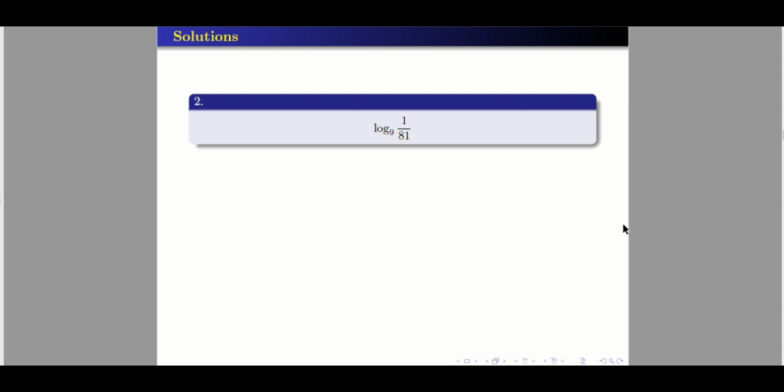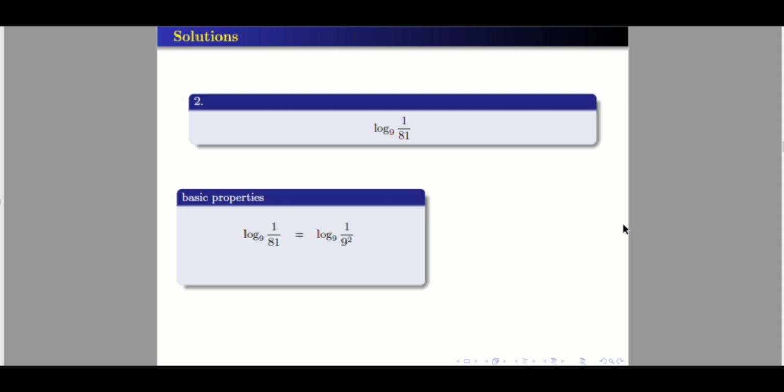Next, we have this log of 1 over 81 base 9. So we can rewrite 81 as 9 squared. That is our goal because our base is 9. So as much as possible, the other numbers must be in terms of the base. Now, if we take the reciprocal, that will become 9 raised to negative 2. And again, this is equal to negative 2 because of property number 2.